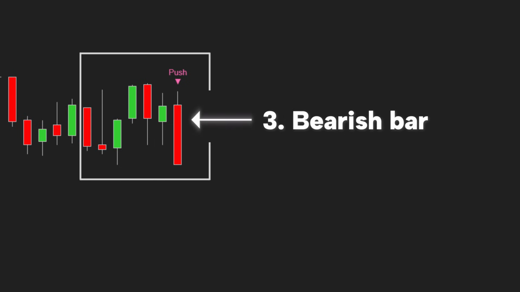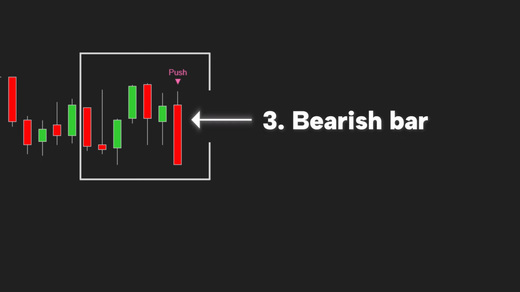Next, we move on to the third result condition. In this condition, the bearish push candle must close as a bearish candle, also known as a red candle. A bearish close shows that the sell side controlled the entire formation of the candle, from the open to the close.